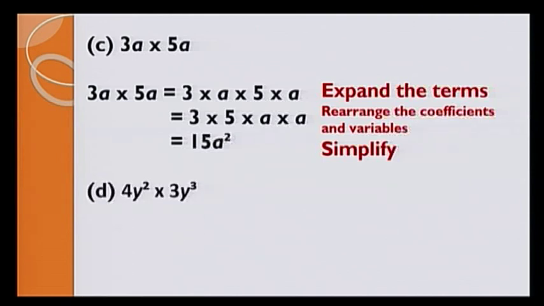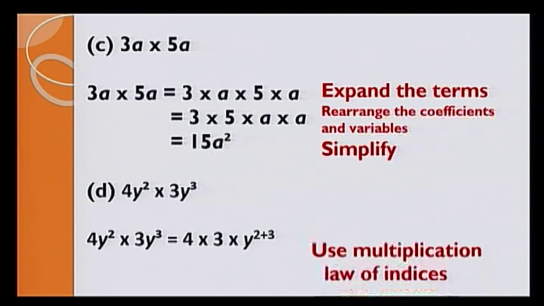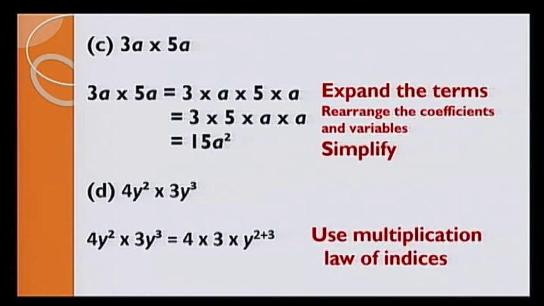Next part. 4y square multiplied by 3y cube will give us 4 multiplied by 3 multiplied by y to the power of 2 plus 3. Here we are using the multiplication law of indices. That is, having the same base y, we have added the power, which gives us 2 plus 3. Therefore, the answer is 12y to the power of 5.